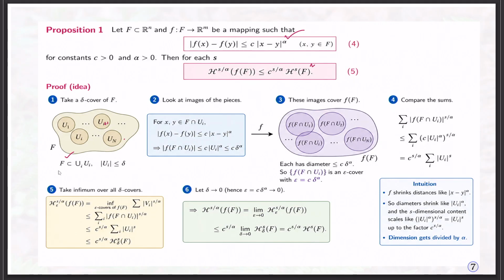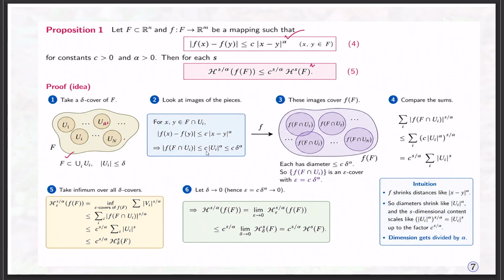This is the delta cover of F. Now look at the image of F intersection U_i. That means |f(x) - f(y)| is less than or equal to c times |x - y|^alpha. Then if you are finding the image, the diameter of f(F ∩ U_i) is less than or equal to c times |U_i|^alpha, because this F ∩ U_i is contained in this U_i.